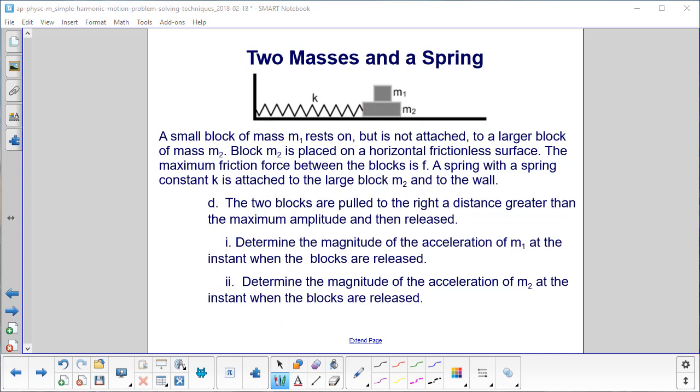Not done with the problem statement. We have a little bit more. Part D. The two blocks are pulled to the right a distance greater than the maximum amplitude found in C and then released. Determine the magnitude of the acceleration of M1 at the instant when the blocks are released from this new position, and also determine the magnitude of the acceleration of M2.